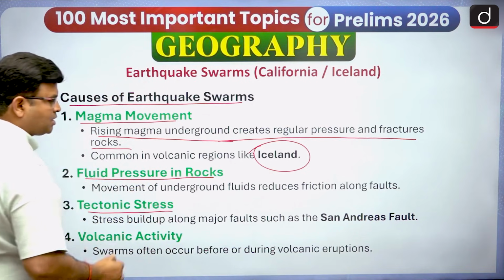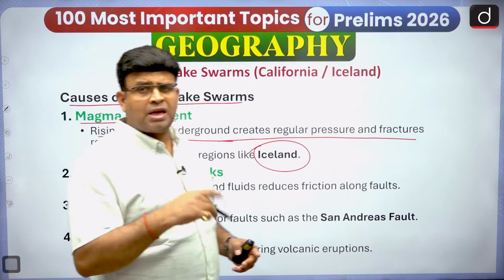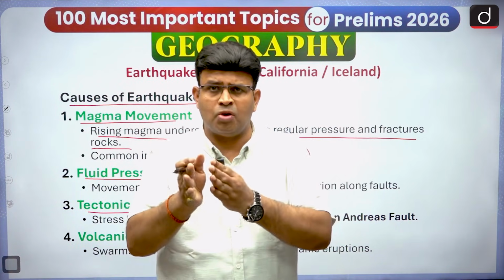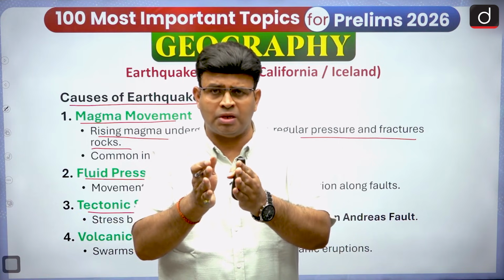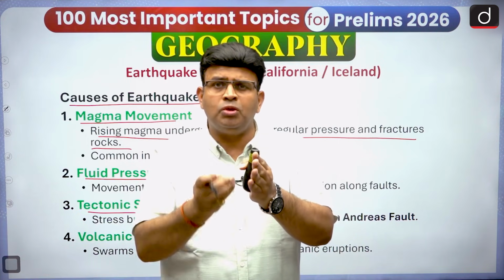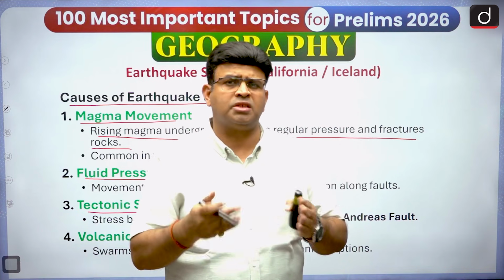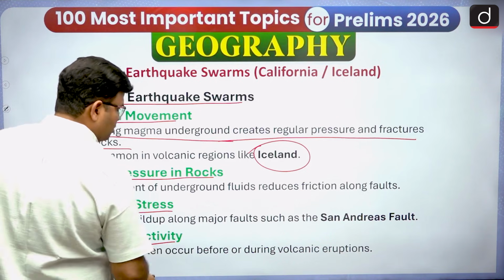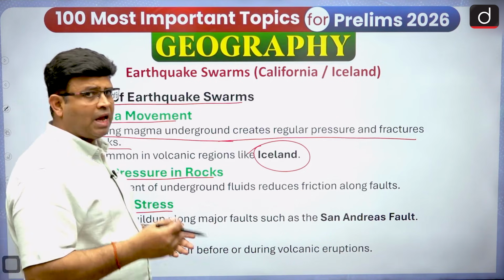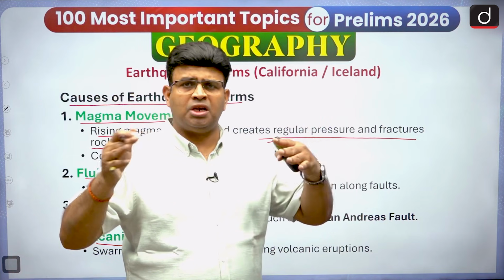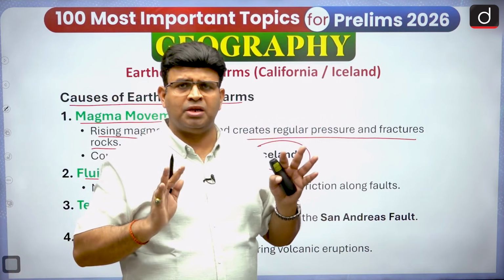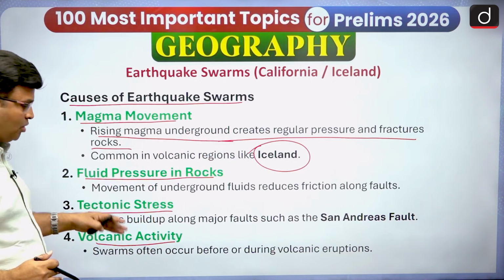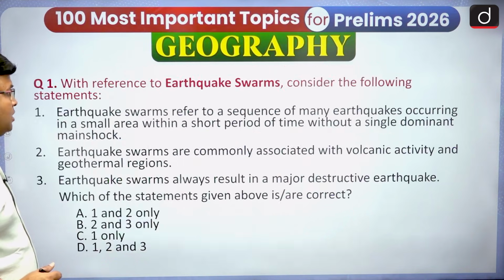Tectonic stress: along the faults, like in the state of California in the USA, it is known as the San Andreas fault, which is a transform boundary or strike slip fault. In this region, fluid is causing several small earthquakes. And then volcanic activity: during volcanic eruption, magmas are coming out with a little bit of shaking. So magma movement, fluid pressure, tectonic stress and volcanic activity cause swarms.